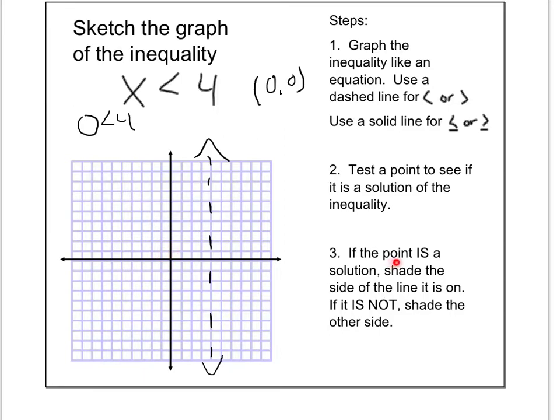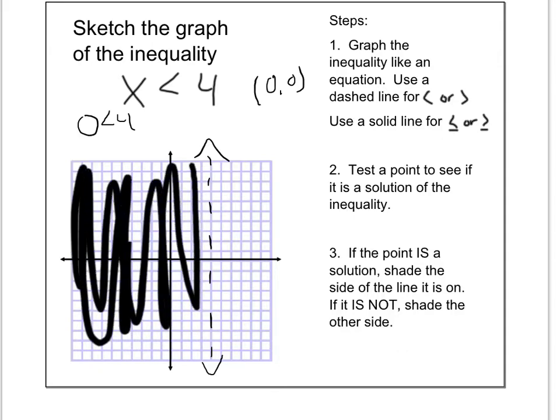So because the point that we tried is a solution, we're going to shade toward the side of the line it's on. So my point was a solution, so I'm going to shade toward that point over here. And I'm just going to go ahead and shade this side. Okay, your shading doesn't have to be pretty, just has to let me know where your solution is. So what that means is that any point on this side of the line over here is a solution. So this point's a solution, that point's a solution, and so on. Anything that's shaded is a solution. Alright, so there's the graph of the inequality x is less than 4. Let's go to another example.